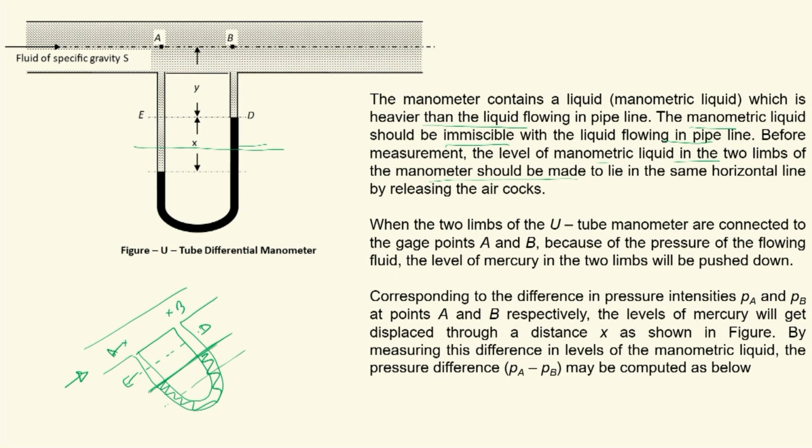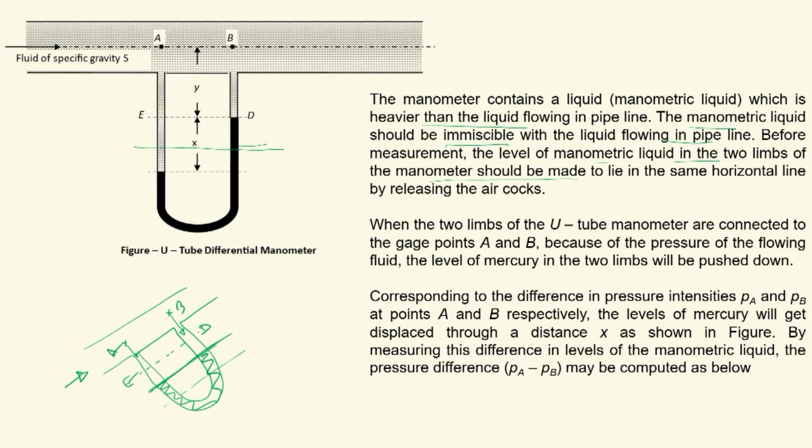When the two limbs of the U-tube manometer are connected to the gauge points A and B, because of the pressure of the flowing fluid, the level of mercury in the two limbs will be pushed down. Because pressure at A will be transmitted, the liquid will flow through the left limb. Similarly here the liquid will flow through the right limb. So what will be the tendency of these two pressures? The tendency of these two pressures is to push the mercury column down in both the limbs.